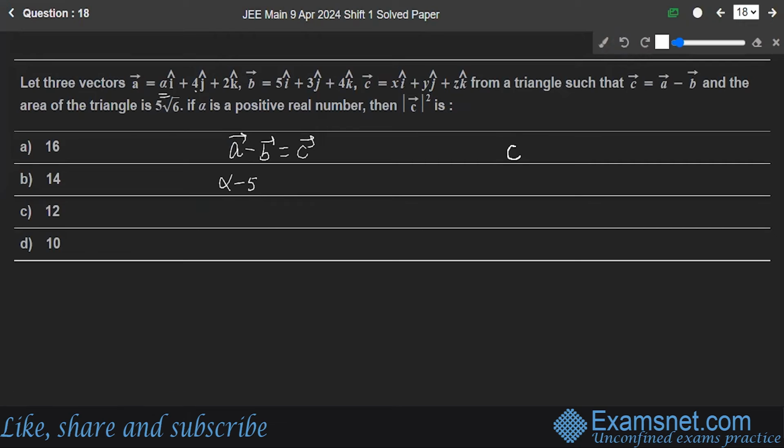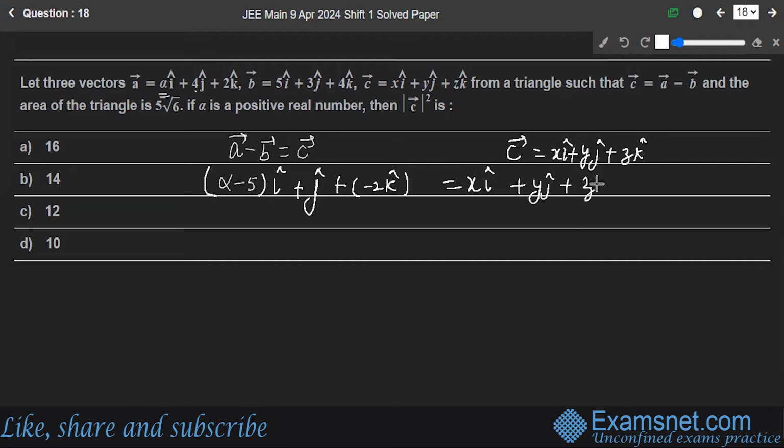Let's say this is equal to Xi, Yj and Zk. So this is equal to X minus 5i plus j and this will be minus 2k. So that means you have X is equal to alpha minus 5, Y is equal to 1 and Z is equal to minus 2.